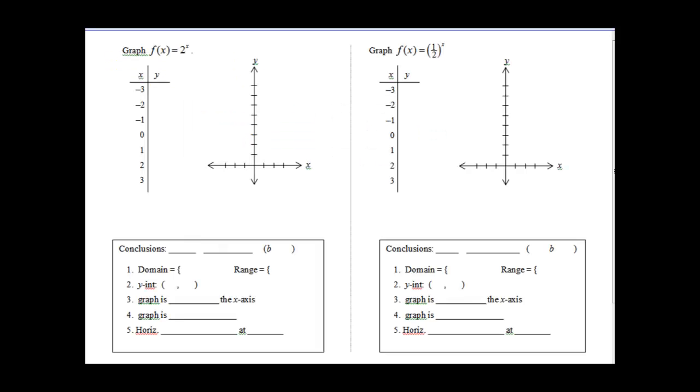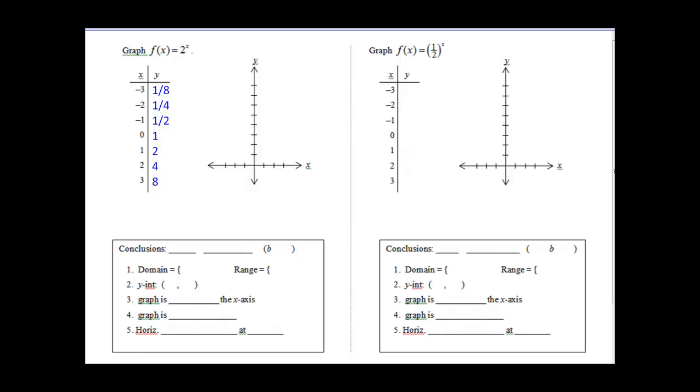So if we graph f of x equals 2 to the x, and graph f of x equals 1/2 to the x power. By plugging in -3, remember the negative exponent tells you reciprocal, so we really have 2 to the third, which is 8, so 1 over 8. If we continue to do that, we'll get 1 over 4, 1 over 2, and then 2 to the 0 is 1, 2 to the first is 2, and so forth, all the way to 3 equals 8.